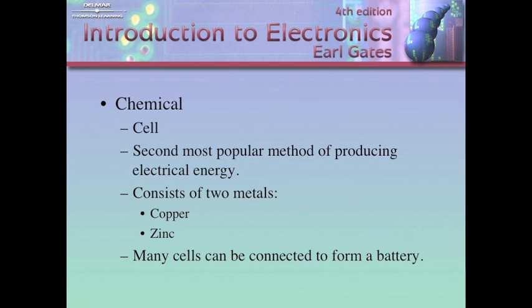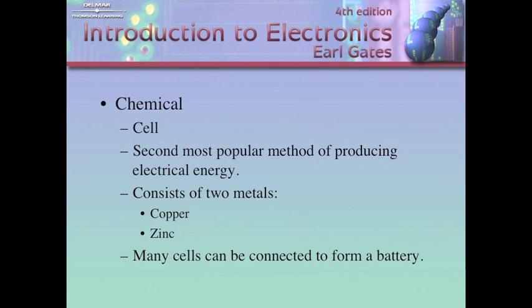Another method of producing voltage is chemical. This is what we use inside a cell. This is the second most popular method of producing electrical energy. The most popular is using magnetism. Chemical is the second most popular.